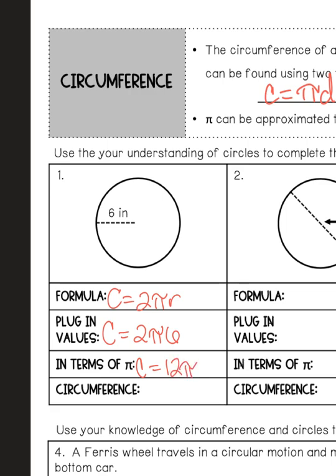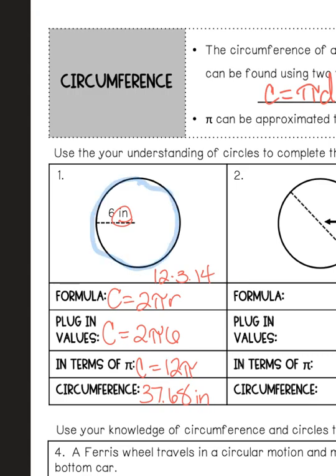Now to find the actual circumference, we're going to plug in 3.14 for pi. So in our calculators, we can do 12 times 3.14. And when we do that, we're going to get 37.68. This is inches as our unit, so we'll say inches. It's not square inches because it's just inches, because again, circumference is around the circle.